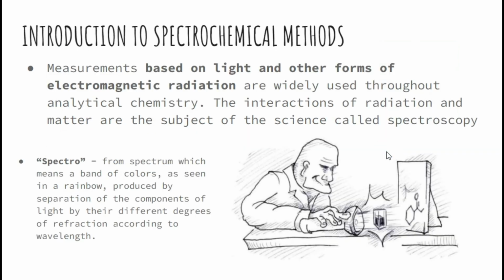For our introduction to spectrochemical methods, measurements po can be based on light and other forms of electromagnetic radiation, and this is widely used all throughout analytical chemistry or the laboratory in general. The interactions of radiation and matter are the subject of the science called spectroscopy. Under the term spectrochemical, we have the term spectro, which comes from the word spectrum, which means a band of colors like in the case of a rainbow, produced by separation of the components of light by their different degrees of refraction according to the different wavelengths. So in summary po, ang different colors po natin, they all have different wavelengths.